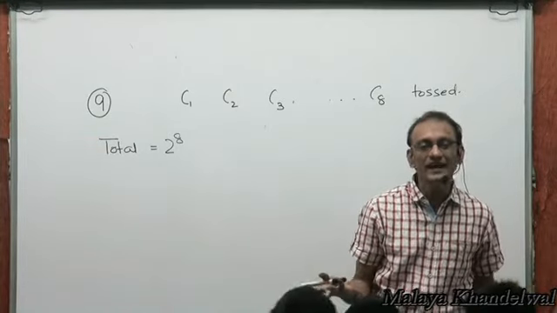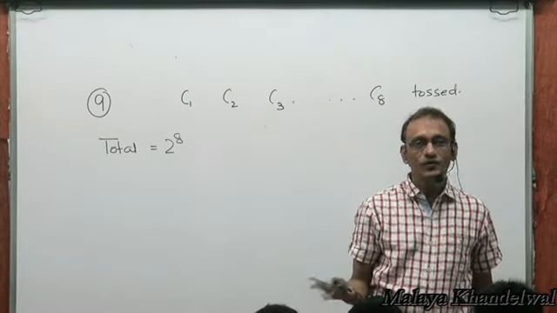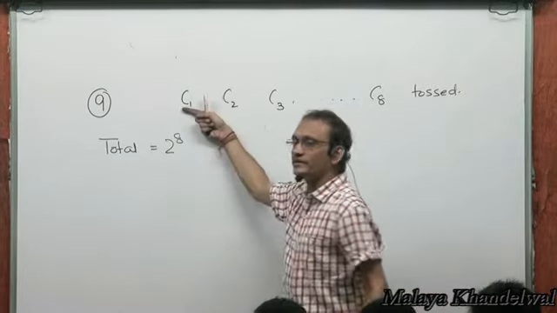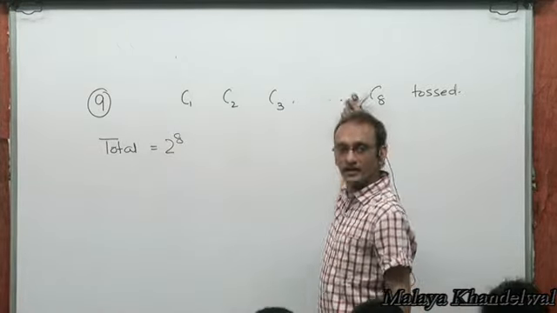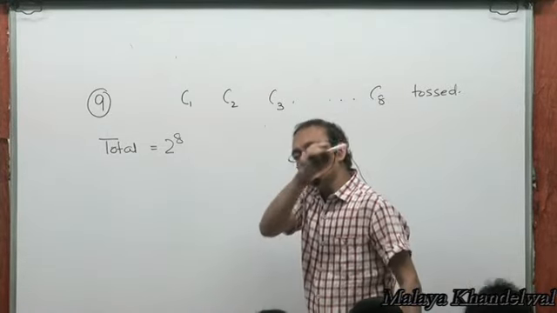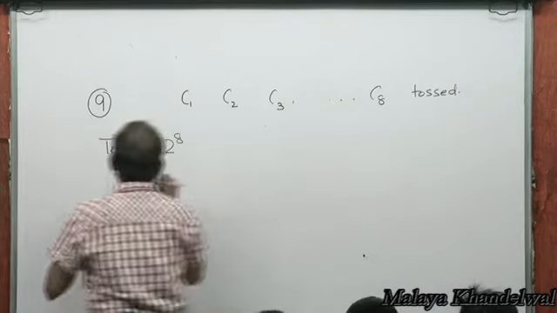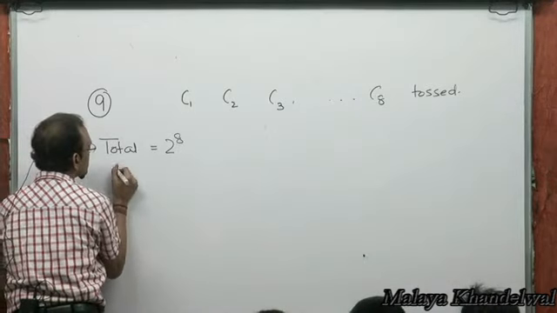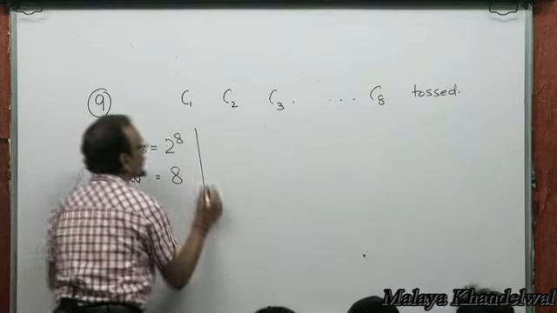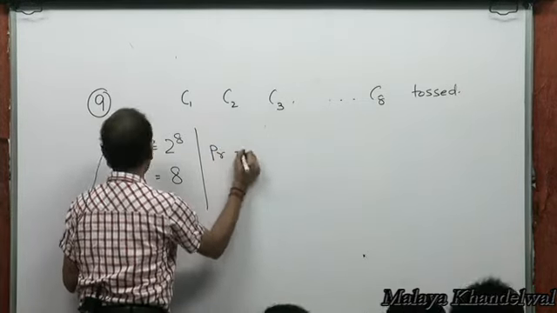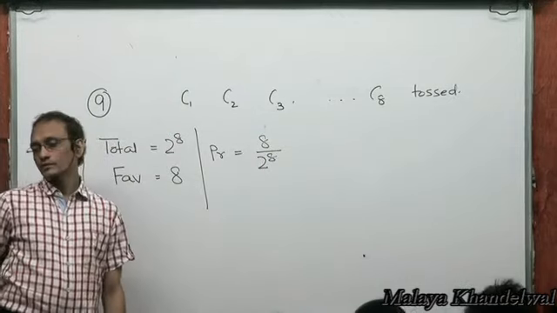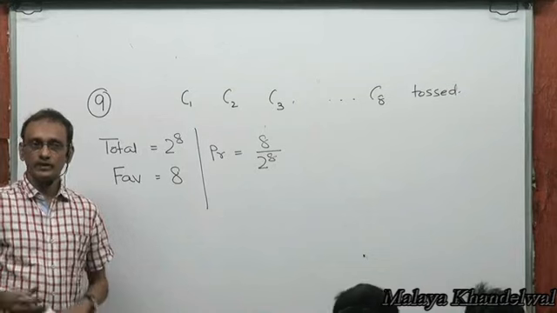8 ways, yaar. Only 8 ways, isn't it? Exactly one turning up head is only 8 ways. Because that head could be here or here or here or here or here. So there are only 8 cases in which exactly one turns up head. So favorable are 8 cases. So the required probability is going to be 8 divided by 2 to the power 8. That would be the required probability. Clear?